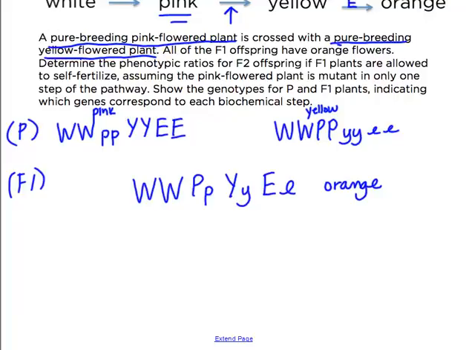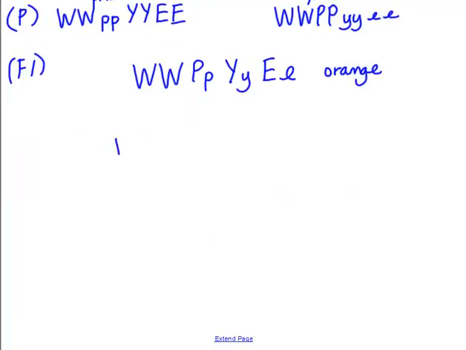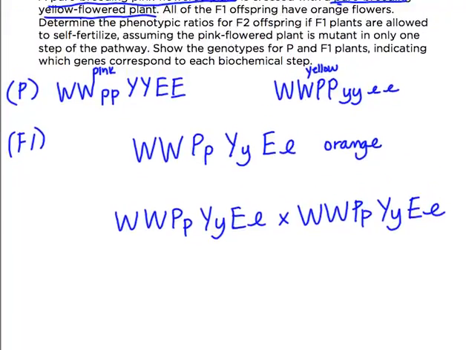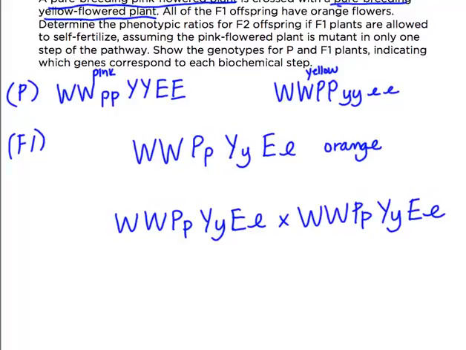Now it says determine the phenotypic ratios of the F2 offspring if F1 plants are allowed to self-fertilize. So basically what they want is if we're crossing big W, big P, big Y, and big E, little e, and you're crossing that with itself. And that's what self-fertilization is. And what they're asking for is the phenotypic ratios in the F2 offspring. So now let's do the F2.